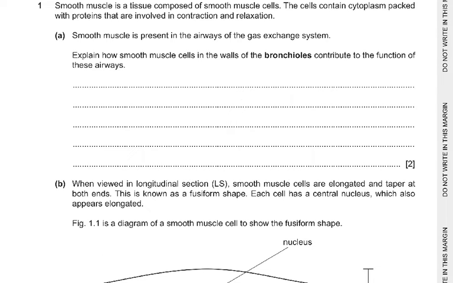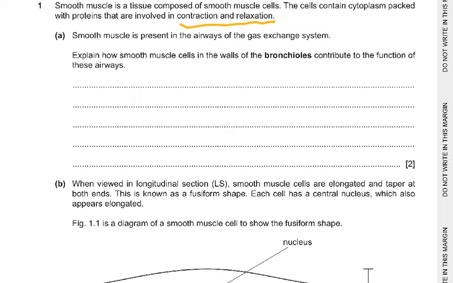The first question is now about smooth muscles, and smooth muscle is a tissue composed of smooth muscle cells. The cells contain cytoplasm packed with proteins that are involved in contraction and relaxation. That's a very important thing. Muscles can only contract and relax. Please do not ever write the word stretch and recoil. That is not for muscles, that's for elastic tissue.